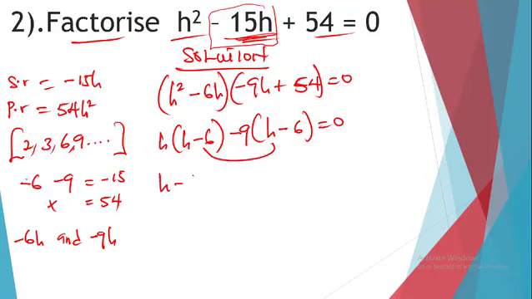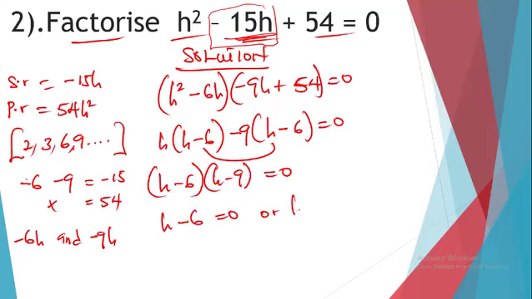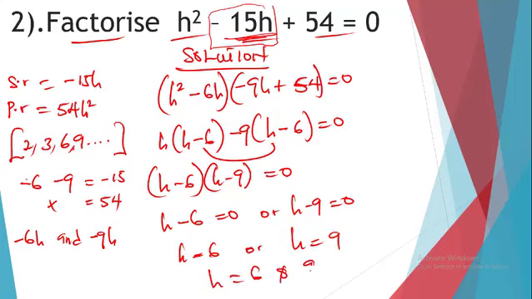So we have h minus 6, which is one of the brackets, and then we have h minus 9 to be equal to 0. Now h minus 6 is equal to 0, or h minus 9 is equal to 0. So h is equal to 6, or h is equal to 9. So the two values of h are 6 and 9.